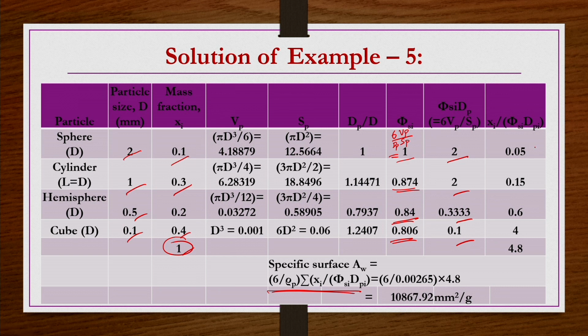Now, xi by phi s dp, you get these numbers and add them together. You get 4.8. So, 6 by rho p is 0.00265 gram per mm cube, multiplied by sigma xi by phi si dpi, which is 4.8. That gives us 10867.92 mm square per gram. This is how we have to solve problems related to non-uniform mixtures. Now, we take another example problem, example 6.